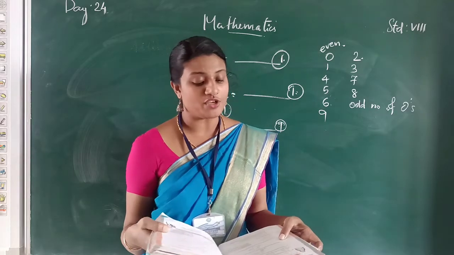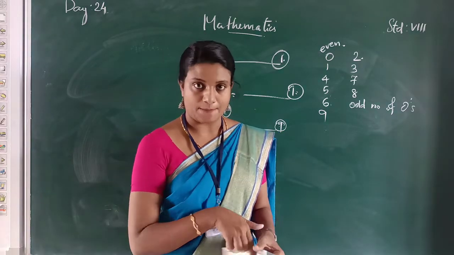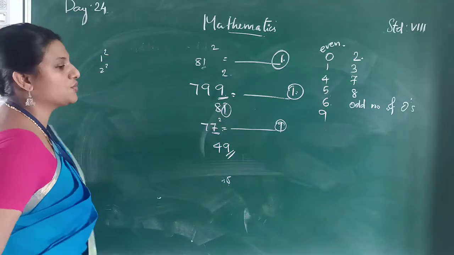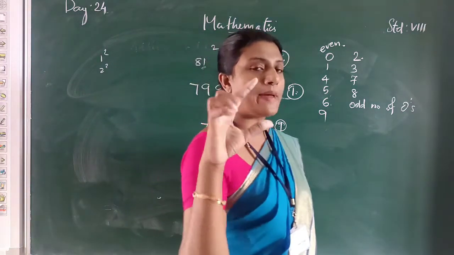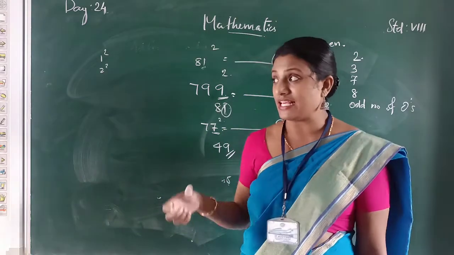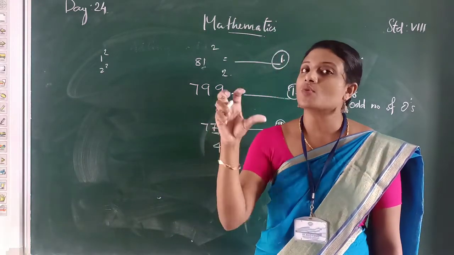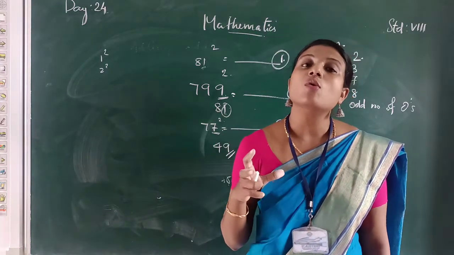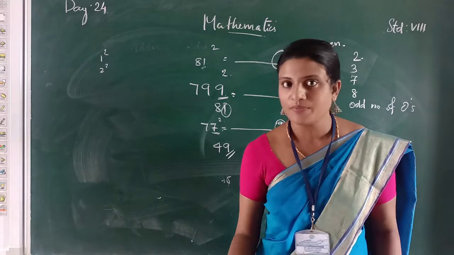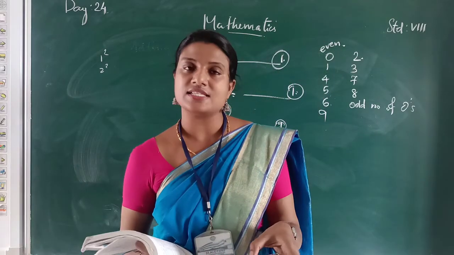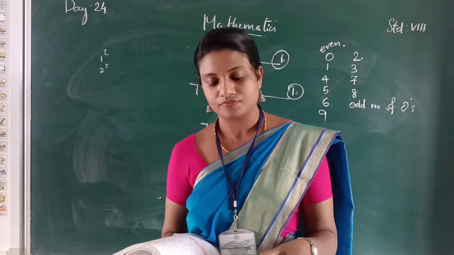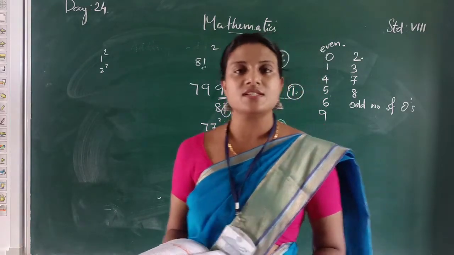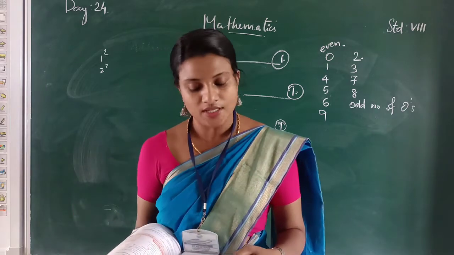Question number 3. The squares of which of the following would be odd numbers? Now you know 1 square, 2 square, all the numbers. So if you observe the pattern, you can easily get the idea that the square of an even number is an even number and the square of an odd number is an odd number. With that property you can easily find out section 3. The square of an odd number will be an odd number, and the square of an even number will be an even number.